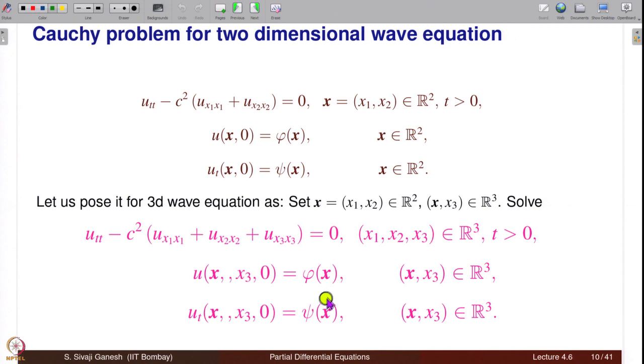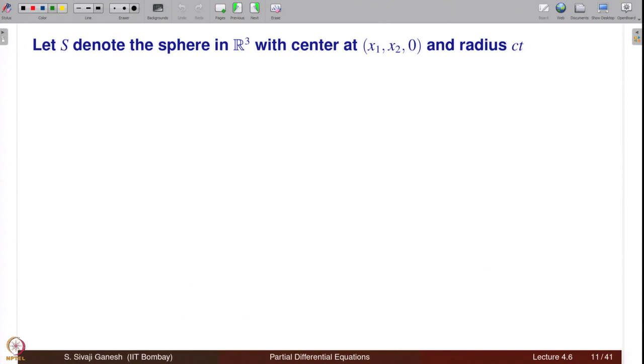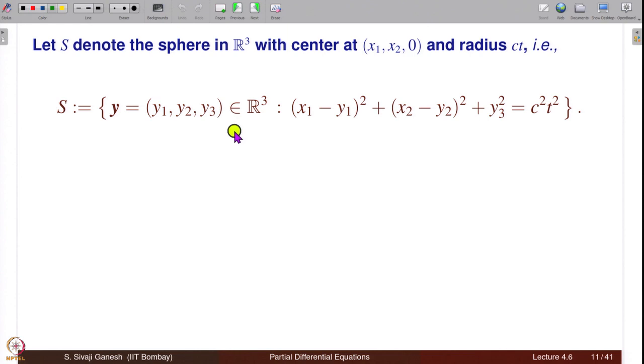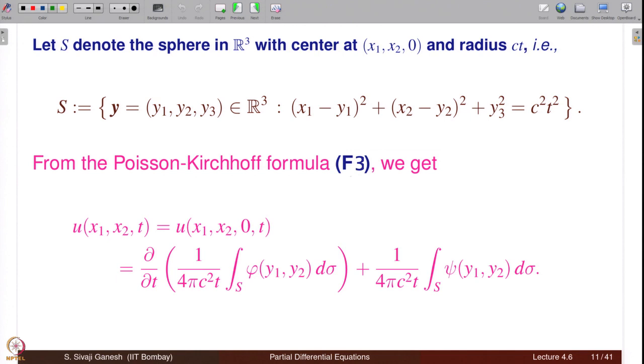Let us introduce a notation. Let us denote this sphere in R3 with center at (x1, x2, 0) and radius ct. That is, the set of all elements y in R3 which are at a distance ct from the point (x1, x2, 0). Now, from the Poisson-Kirchhoff formula in 3D, we get an expression for u of (x1, x2, 0), t to be this.